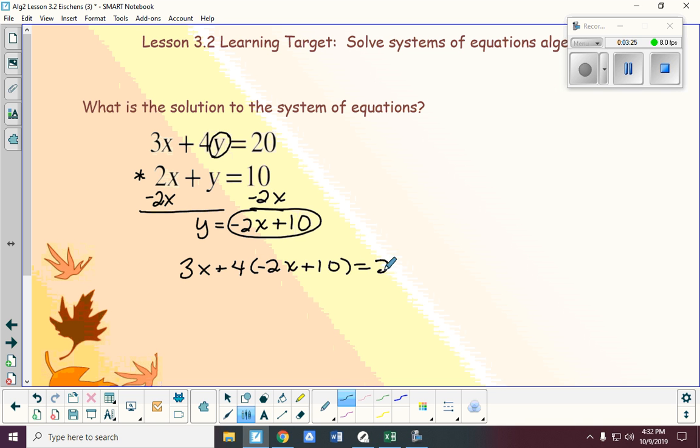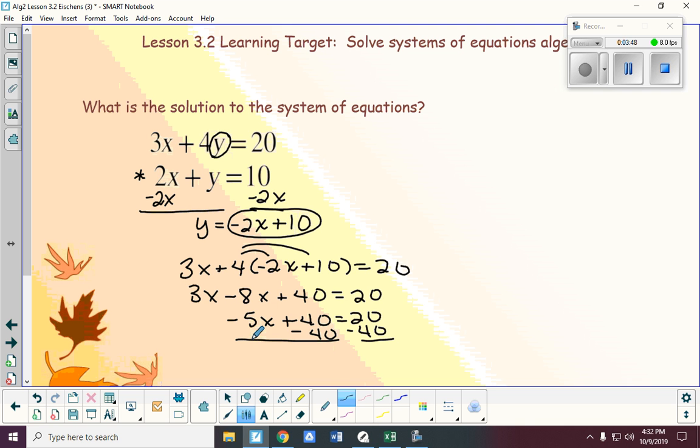And that equals 20. So you write the whole equation, but instead of y, we do our substitution. Now we will distribute and simplify. And combine like terms. Now we need to isolate our variable term. And that equals negative 20, and divide both sides by negative 5. So x equals 4. So there is one of the answers.